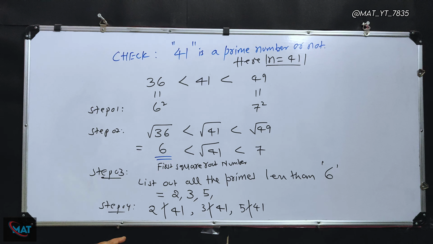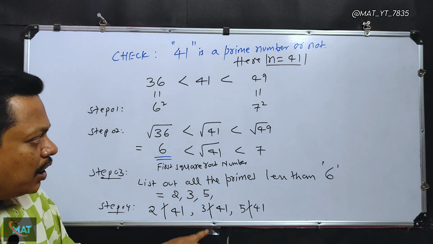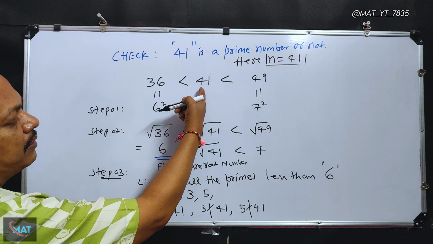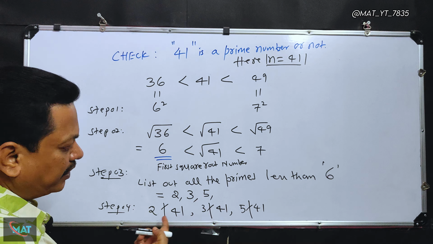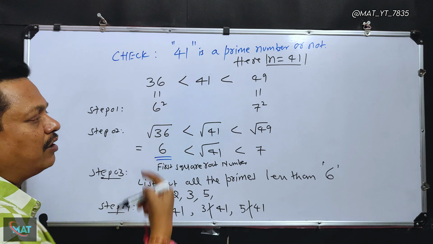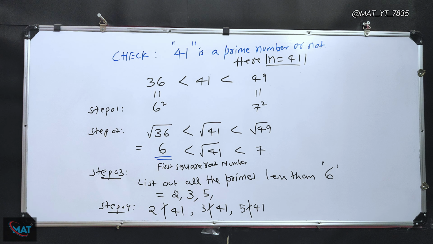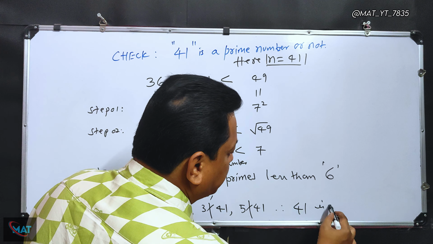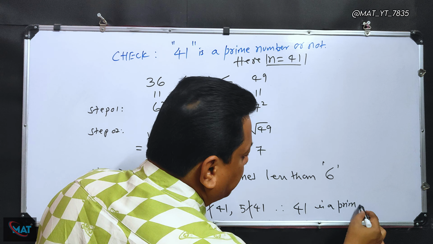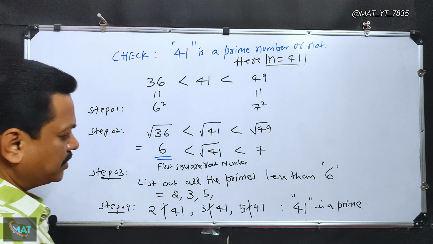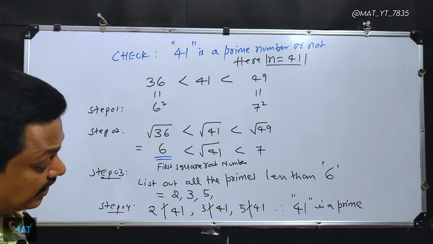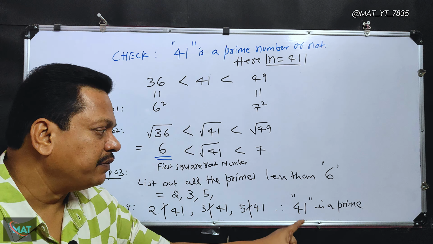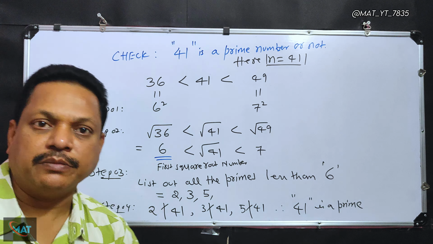The fourth step says all these prime numbers should not divide the given number. If no prime number divides the given number, then it is a prime number. If any one of them divides, it is called a composite number. Therefore, 41 is a prime. Why prime? Because these 3 prime numbers are not dividing 41. If any one of these divided 41, then 41 would not be a prime, it would be a composite number.